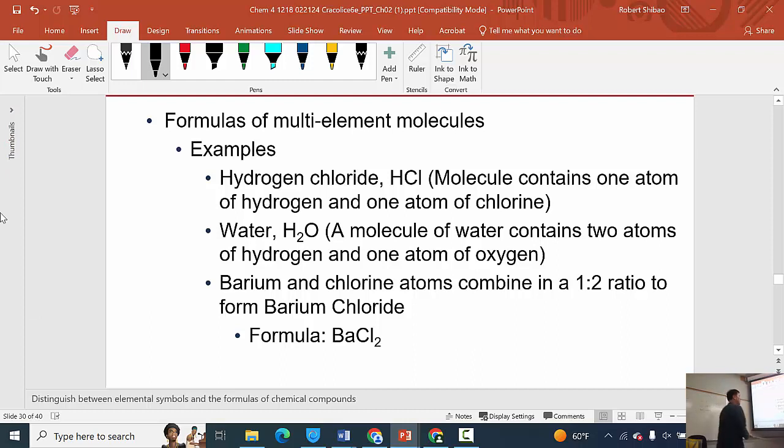Whereas for water, we could have different ones. We could have dihydrogen monoxide, or we could have the other one. We could have H2O, or we could have what was the other one? H2O2. H2O2 is called hydrogen peroxide or dihydrogen dioxide.